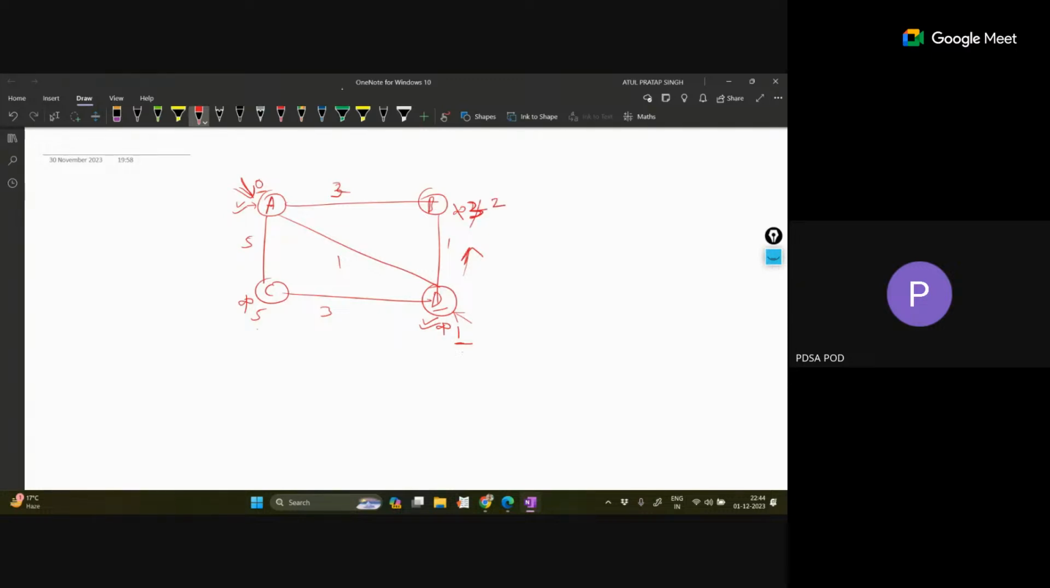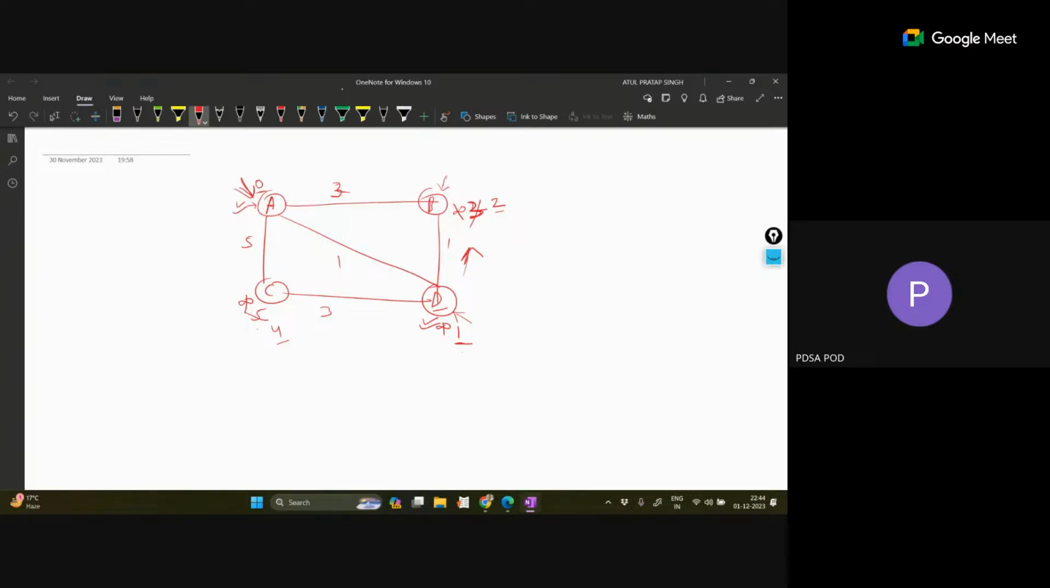Same for this side: here we get 1 plus 3, which is 4. We are getting a value lesser than the previous one, so we update it to 4. We repeat this process again. Now we select the next node, B, because B contains the smaller values, 2 and 4. B is connected only to vertices which are already visited, so we will not do anything. The same thing goes for C.